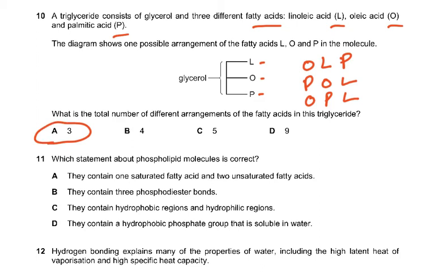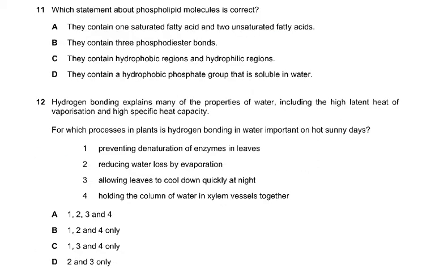Then coming to question number 11. Question number 11, which statement about phospholipid molecules is correct? They contain one saturated and two unsaturated fatty acids. A phospholipid molecule only contains two fatty acids. Phosphodiester bonds are in DNA or RNA. They contain hydrophobic and hydrophilic regions, and yes, that is correct.